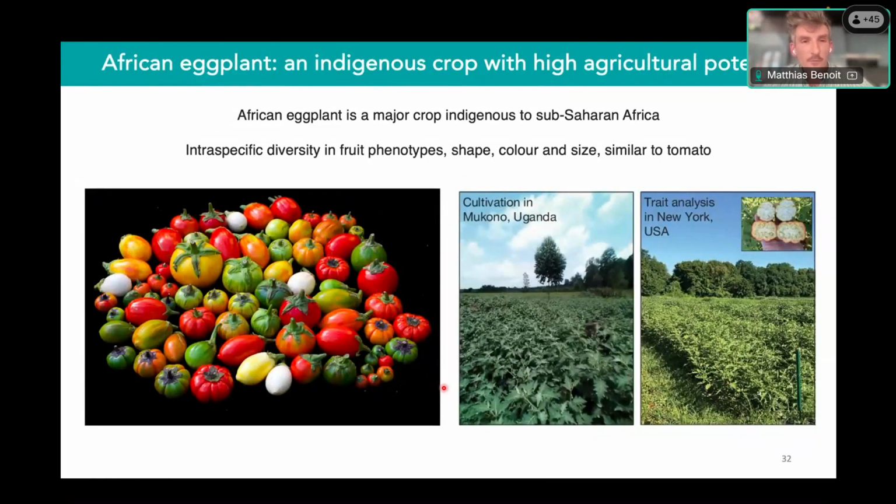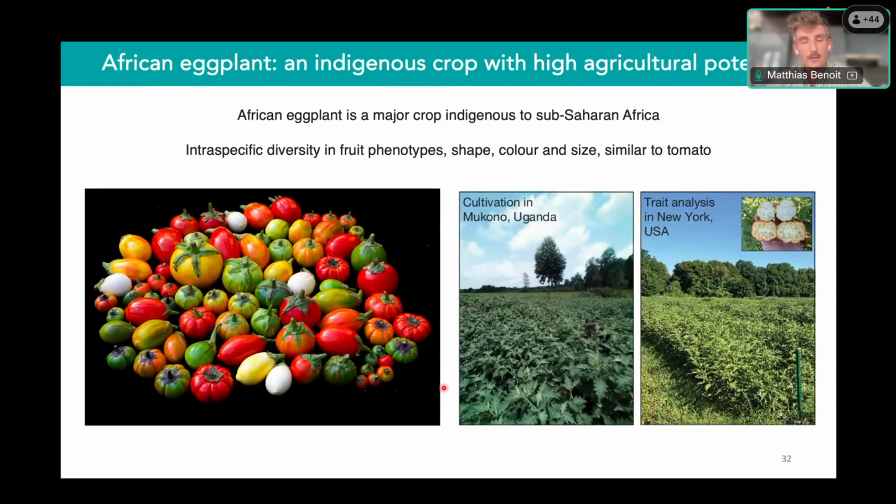For the next few minutes, I would like to talk about a second aspect of our work that is still related, but goes a bit further in this notion of gene duplication evolution. And I will talk about African eggplant.